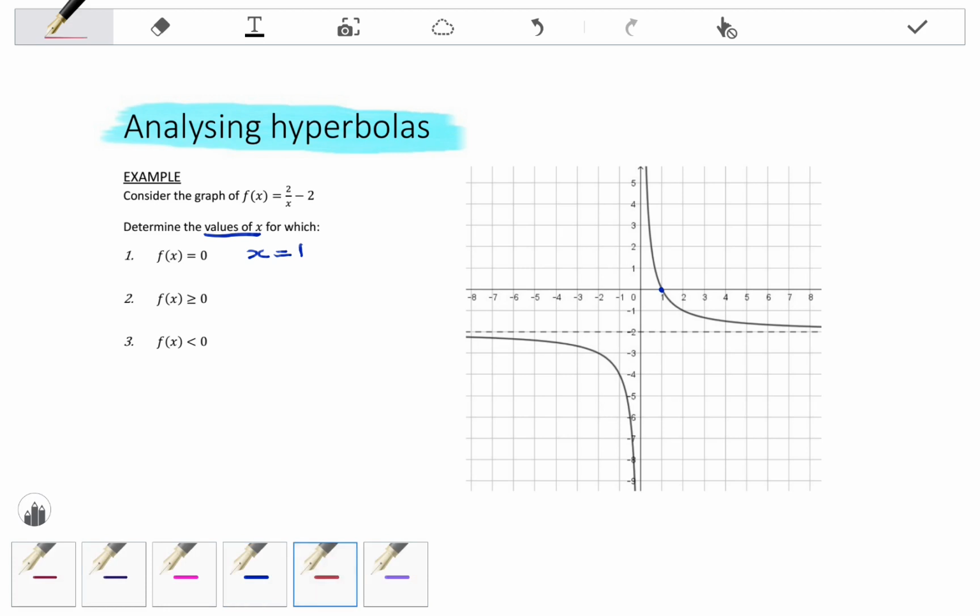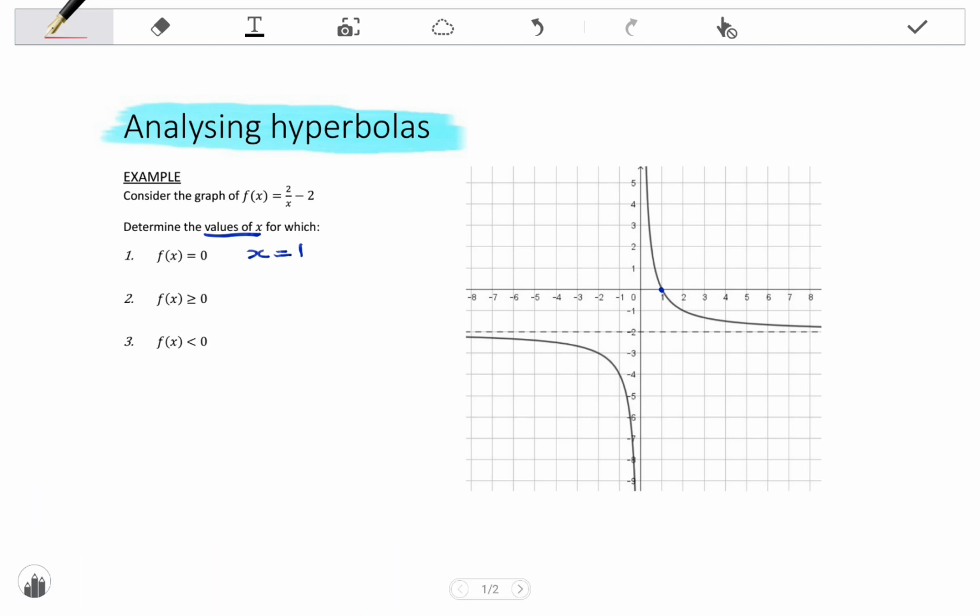Now then we have to find the x values where f of x is greater than or equal to 0. Where f of x is greater than 0, it's where the y values are positive, which is above the x-axis. So identify the part of the graph using the y-coordinates. So above the x-axis is this part of the graph. Remember that this graph continues forevermore, but it does not cross the asymptote, which is sitting on the y-axis at this point.